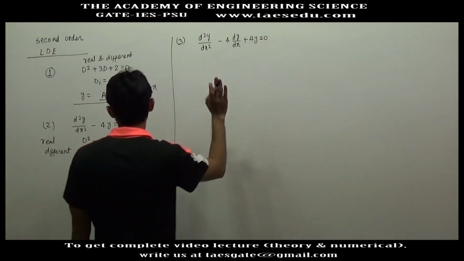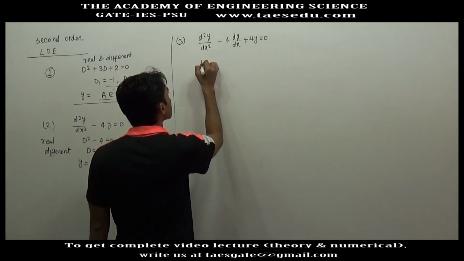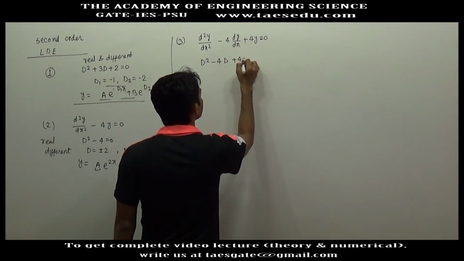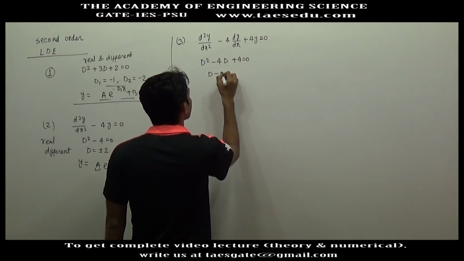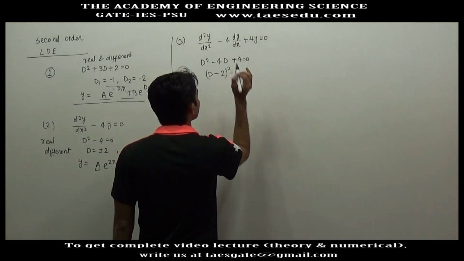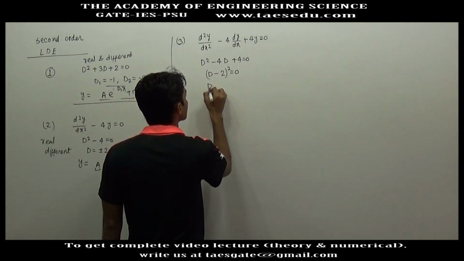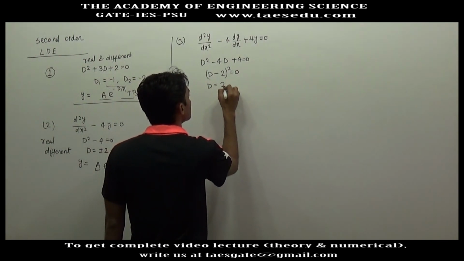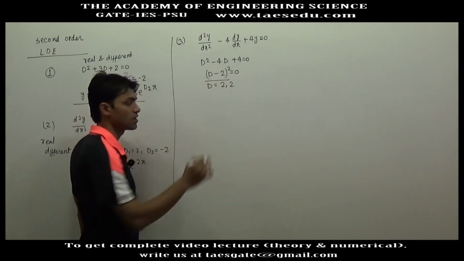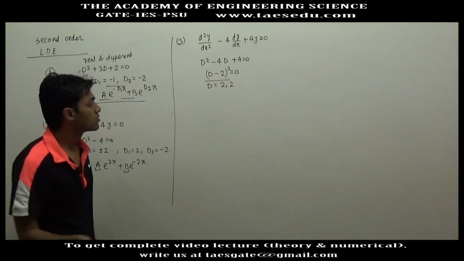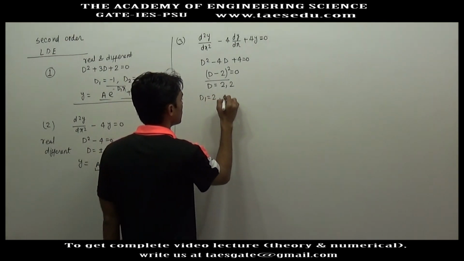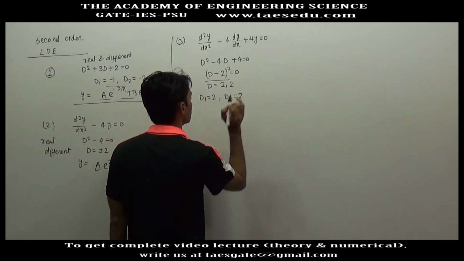So in this case we will have d square minus 4d plus 4 equal to 0, so (d minus 2) whole square equal to 0. What kind of solution will we have? d equal to 2, 2. Since this is a second degree equation, we will have two solutions, and both the solutions are equal. We will say d1 equal to 2 and d2 equal to 2.